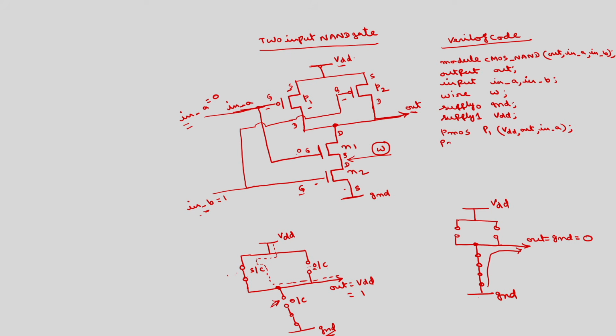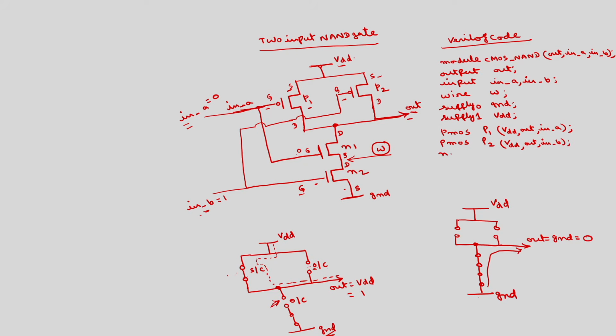Similarly, PMOS 2, P2, source is at VDD, same thing, drain is at out. The only difference is instead of in A, this will be at in B.